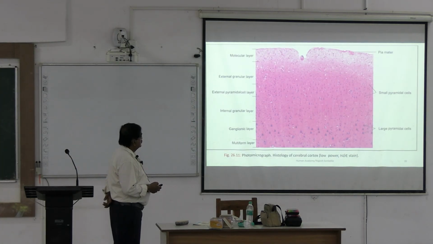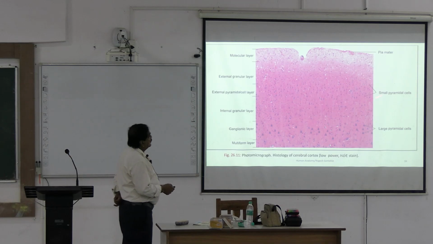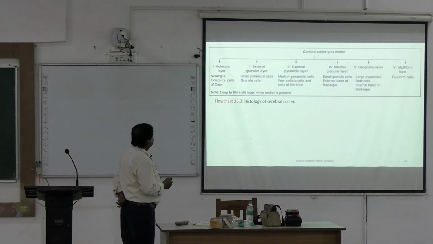Here, this is an HE stain. External molecular layer, external granular layer, external pyramidal layer, internal granular layer, ganglionic layer, multiform layer. Here, small pyramidal cells, large pyramidal cells. This is the pia mater.